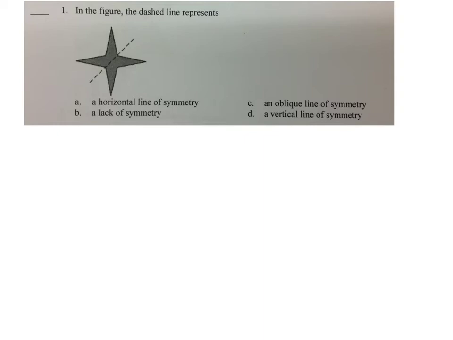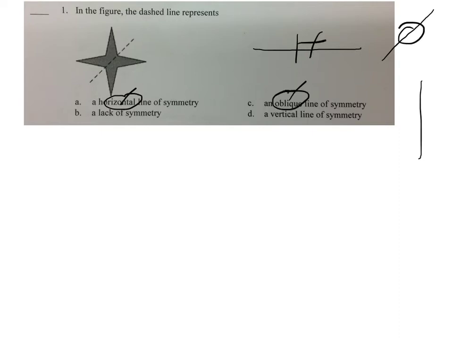So in the figure below, that looks like a star, what does the dashed line represent? Well, there's three lines of symmetry. There's horizontal, and horizontal, again, think of the horizon, it's a straight line. There's oblique, which basically you go on a slant, and there's vertical, which you go straight up and down. So again, horizontal, oblique, and vertical. Okay, those are your three.